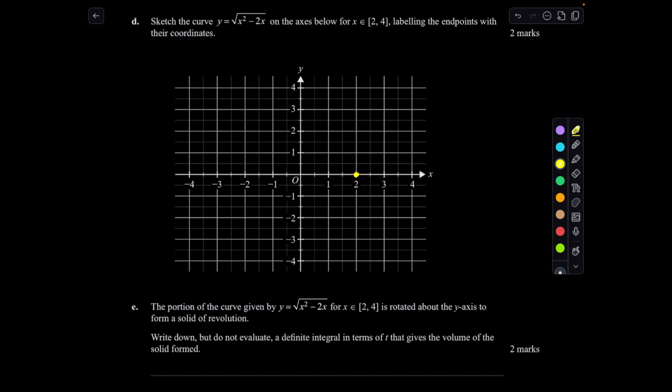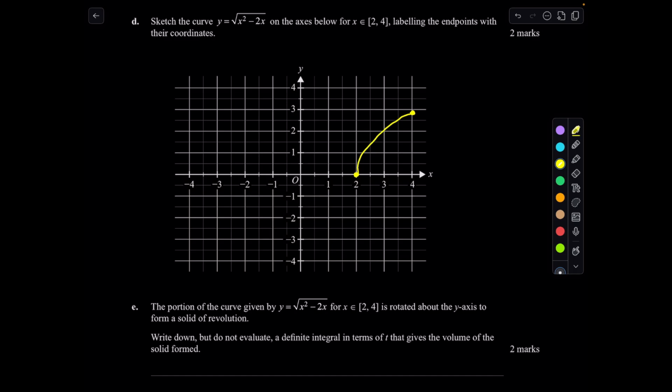So 2.8 is around here, somewhere around here. Perfect. And the graph is going to look like this. Perfect. Something like this, nice and smooth. There it is. Okay, why is it so ugly there?